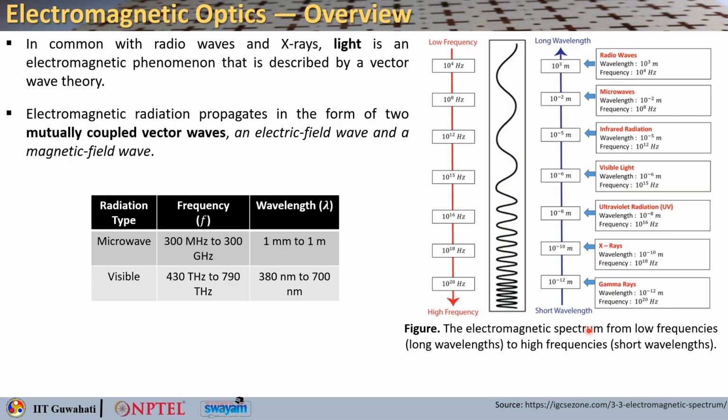Now if you quickly have a look at the electromagnetic spectrum from low frequencies to high frequencies, okay, the wavelength basically moves the other way, from long wavelength to short wavelength. You can see radio waves, then you have microwaves, infrared radiation, visible light, and then you have UV, X-ray and gamma rays. So this way the frequency keeps on increasing and the wavelength keeps on reducing, right. So you can wonder how vast this range is. The wavelength starts from 10 to the power 3 meter, that is like a kilometer, okay, to 10 to the power minus 12 meter, that is a picometer.